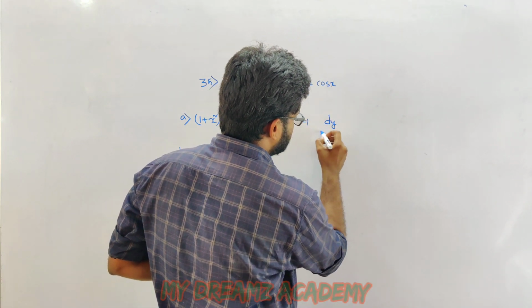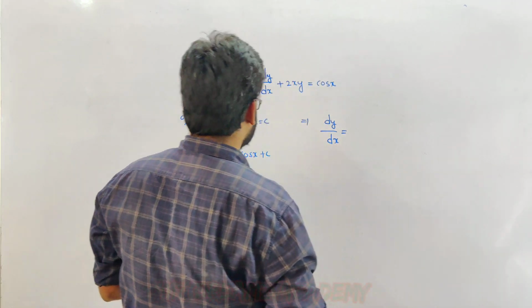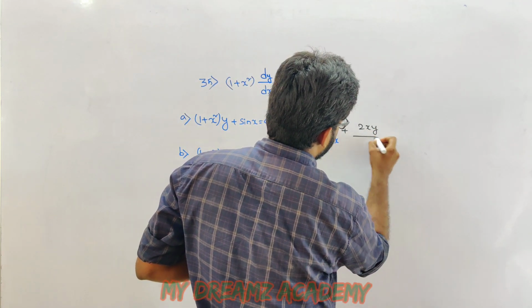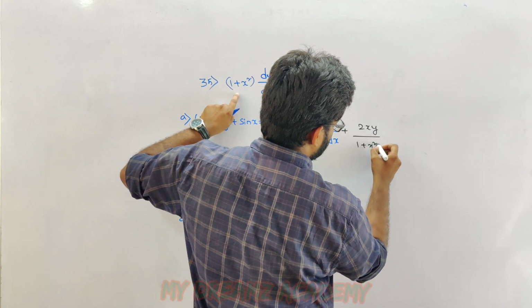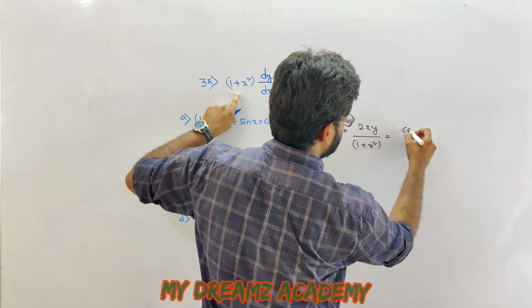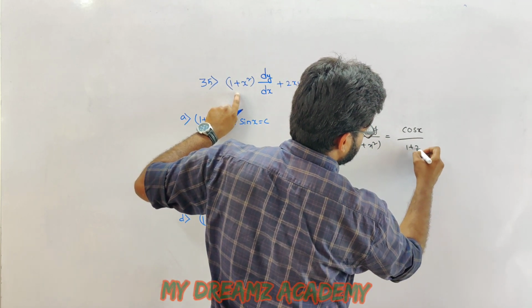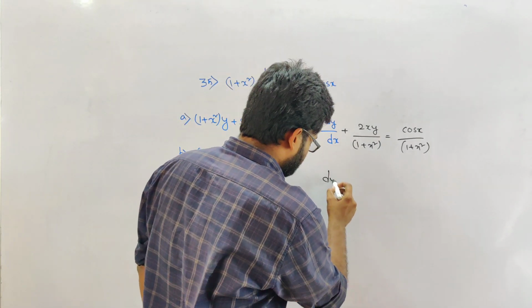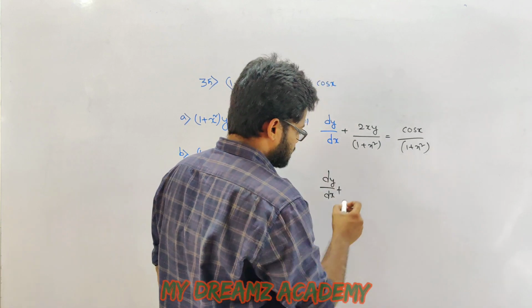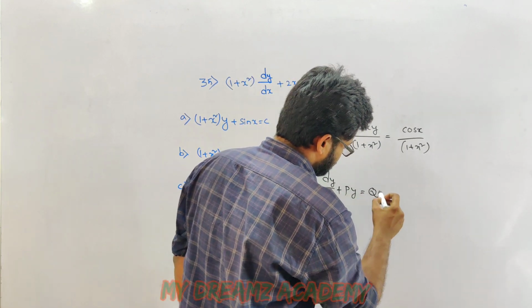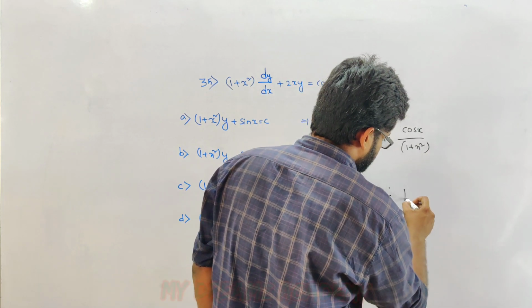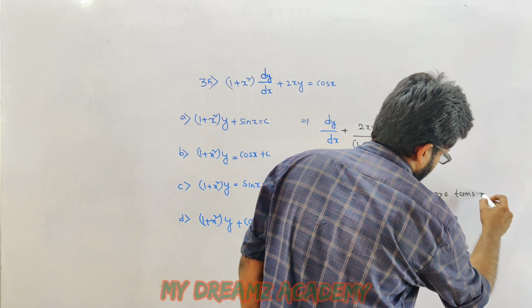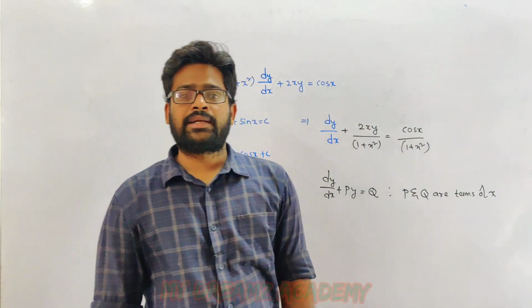dy by dx plus 2xy by (1 plus x square) is equal to cos x divided by (1 plus x square). If this equation wants to be linear, it should be in the form of dy by dx plus Py is equal to Q, and the next condition is P and Q are in terms of x only.